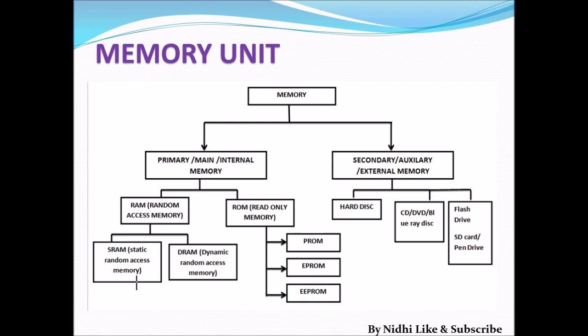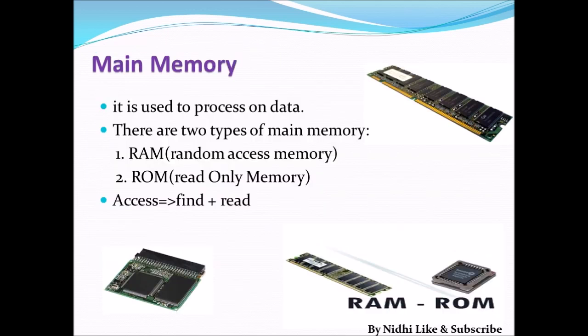Main memory means it is the primary memory, also known as internal memory. It is used to process data. It is also a measure of the CPU or computer. There are two types of main memory: random access memory and read-only memory.